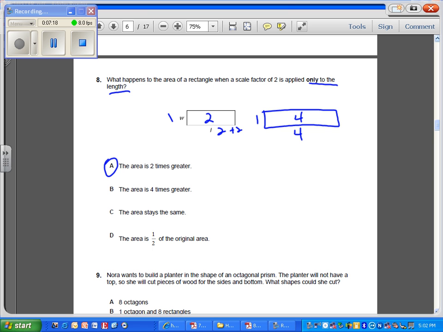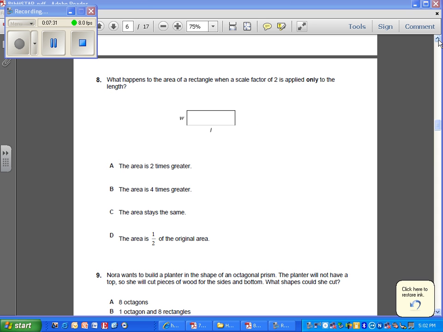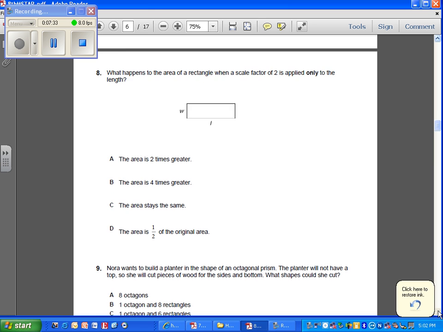Now remember, if I did both dimensions, it would be 2 squared. It would be 4 times greater, but I'm only doubling one of the dimensions. So if you have to, go ahead and make up some numbers and then manipulate the numbers and then solve to find your answer.